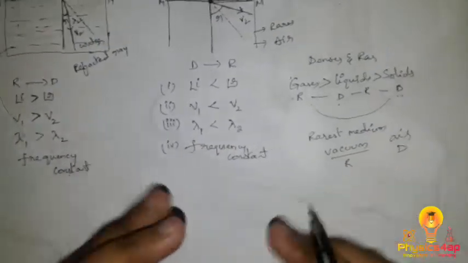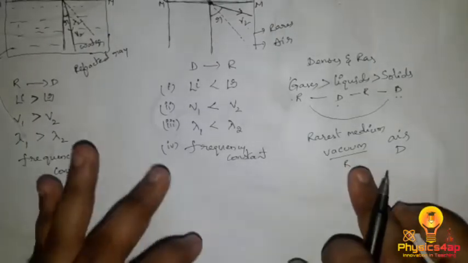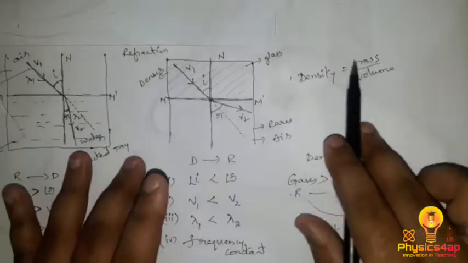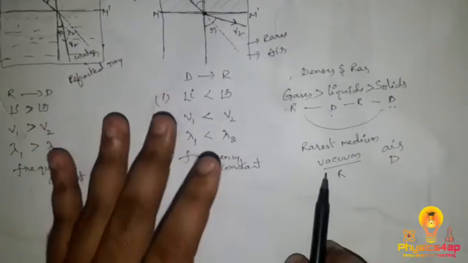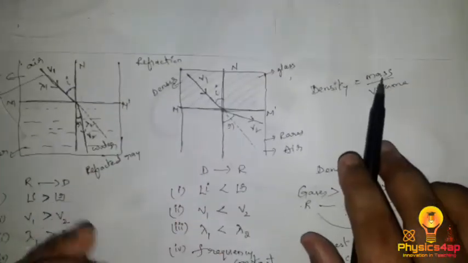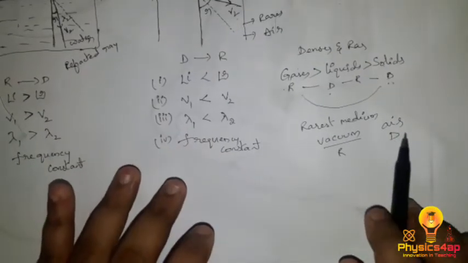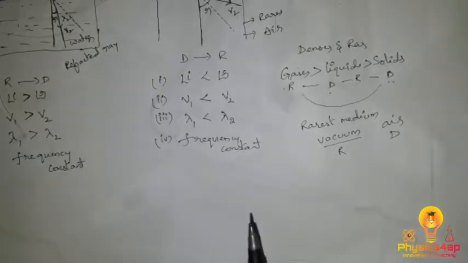As there is nothing in empty space, the vacuum is the rarest medium. There is no mass, so the mass is 0, and the density is 0 for the vacuum. But for air, we have some amount of gases in the atmosphere, so we have some mass. So when compared to vacuum, air is the denser medium and vacuum is the rarer medium.